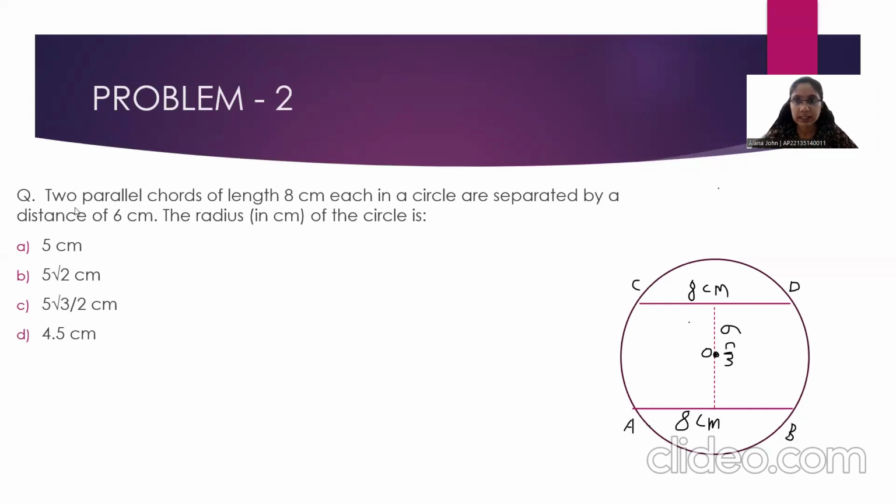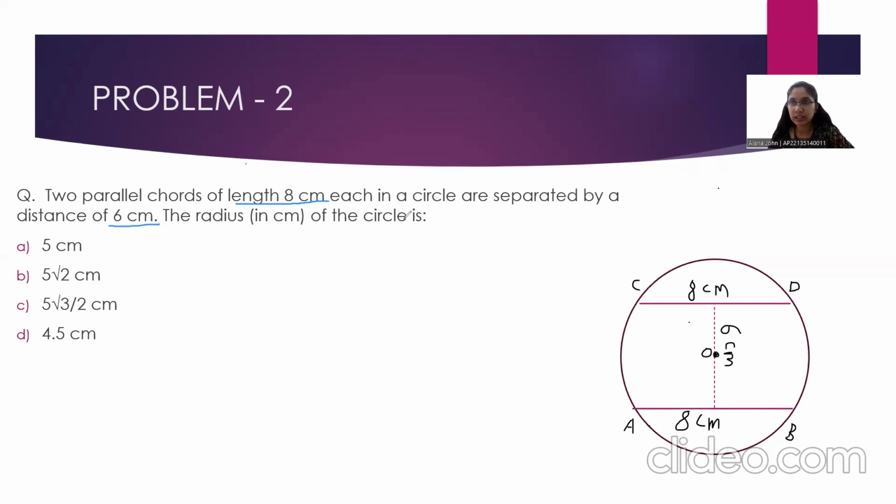So here it says that two parallel chords of length 8 centimeter each in a circle are separated by a distance of 6 centimeter. So here we have taken two parallel chords, and each of the parallel chords has length 8 centimeter, which means they are equal chords, and they are separated by a distance of 6 centimeter. Then we have to find the radius of the circle.